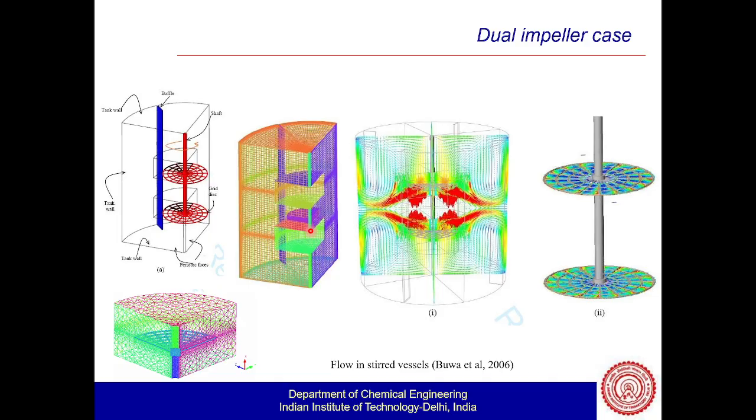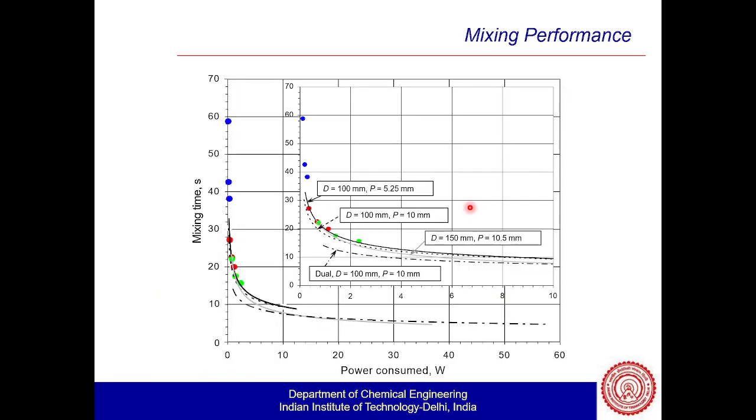So in this dual impeller case, as you can see here, the hydrodynamics is a bit different from that of a single impeller case. These first order models will not be able to capture it, but CFD is able to capture it. So we want to see how it changes.